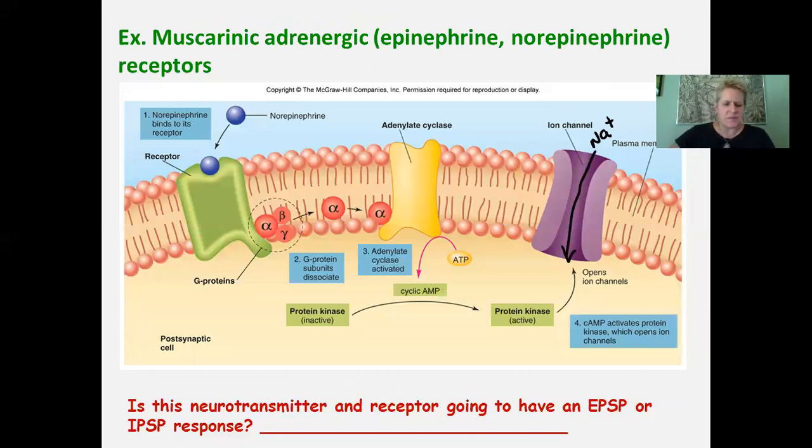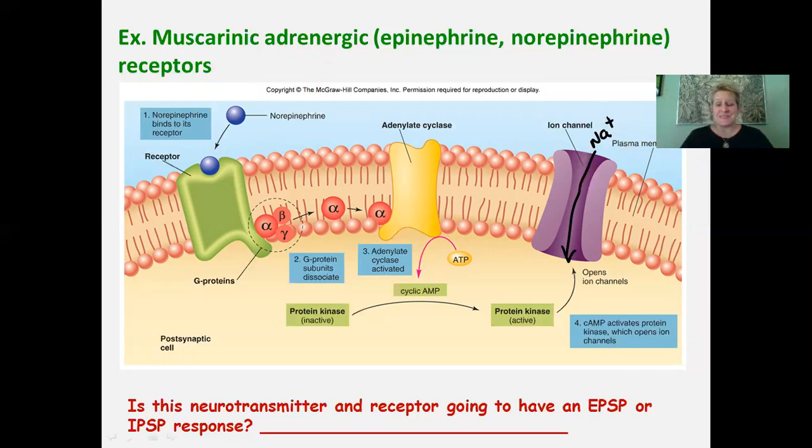This one's a little busier. This is a muscarinic receptor, which means it's going to be to a cardiac muscle or a smooth muscle or a gland cell. You have no control over those. So it's muscarinic, you must respond. And it says it's a muscarinic adrenergic. That's the word for adrenaline, your fight or flight hormone, epinephrine. Here we have norepinephrine, which is similar to epinephrine, binding to its receptor. Ignore all the stuff in the middle. Don't worry about that. Look at the ion channel and the ion that's entering the cell.